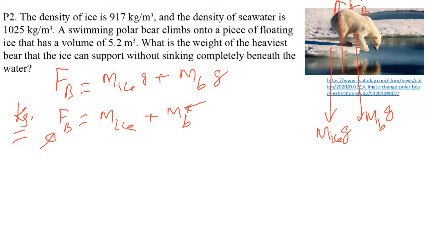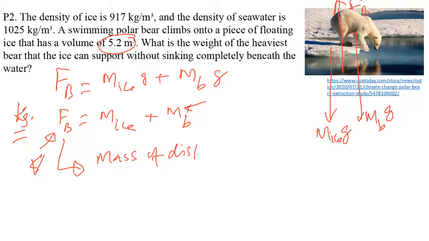Now the buoyant force is going to be large when the whole ice is underwater. So we are going to use the whole volume to find the buoyant force. The buoyant force is basically the volume of the ice times gravity, but we are not going to use gravity here as we are in kilograms. So the question is, how do we find this buoyant force? The buoyant force is equal to the mass of displaced seawater.